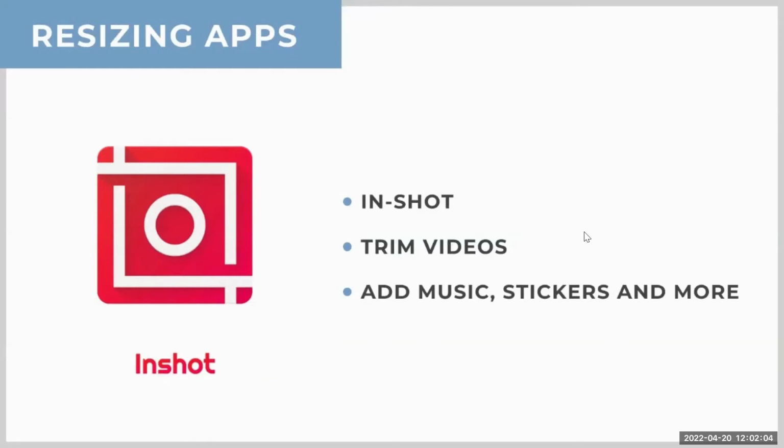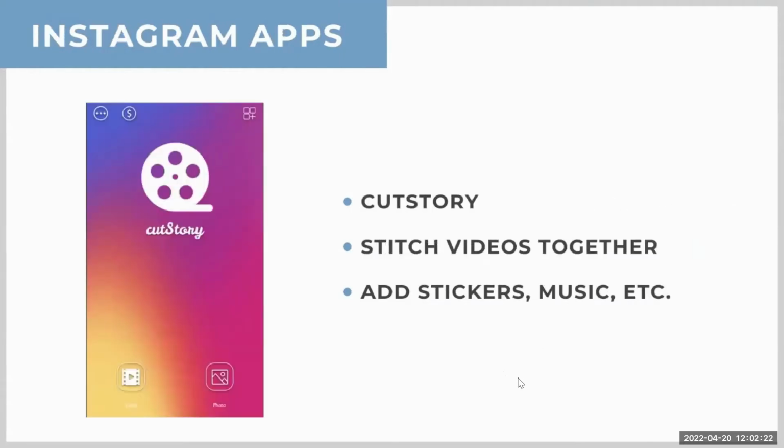Another thing you'll notice is sometimes the pictures you take may be too big. If you're using a chart or something like that, you want to trim it. InShot is a good one to look at. The other one is CutStory, to create your videos for your reels.